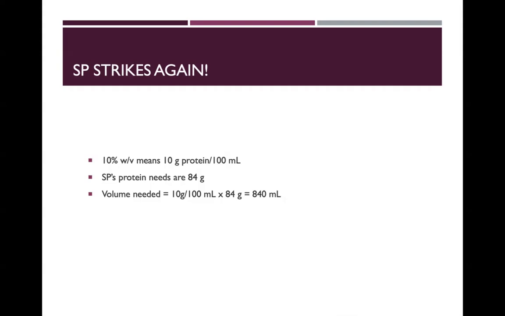It's however you set it up, as long as you're lining up the units. So 10% weight per volume means 10 gram per 100 ml, or 100 ml over 10 grams. If we set it up this way, if we said 100 mLs have 10 grams, but I need 84 grams. So 84 grams are going to go into the denominator, not the numerator, because the units need to be the same on both sides. So if I say 100 mLs over 10 grams, X over 84, so 84 multiplied by 100 over 10. So that's still 840.